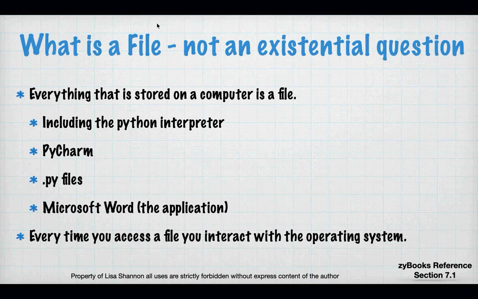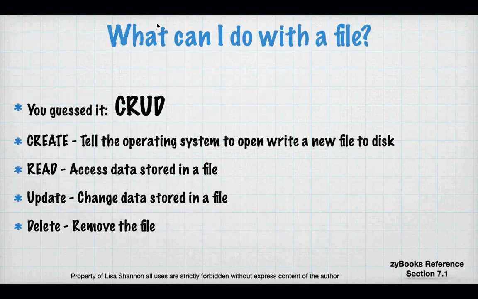So what's a file? On a computer system, a file is just about everything. Python, the executable that is Python, is in fact a file. Everything Microsoft is a file. A browser is a file. Our PyCharm files are files. So when you're talking about a computer system, you really are talking about files. Pretty much all of them we have to open up and do things with. Executing Microsoft Word is in fact opening up a file and doing something with it. It's just that the operating system is doing that for us.